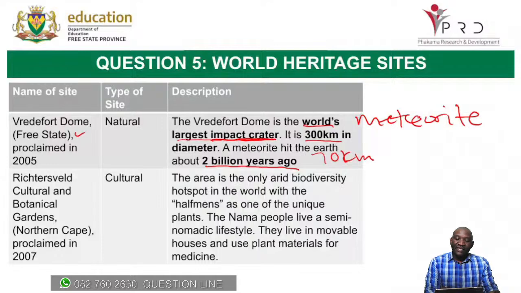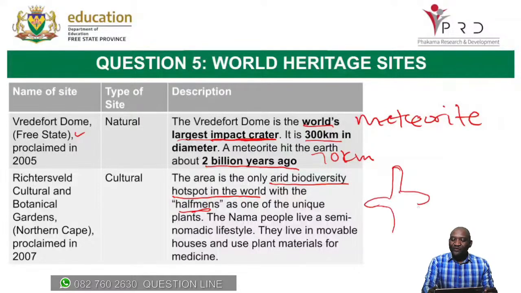And then we have the Richtersveld Cultural and Botanical Landscape. This one also is important because of its biodiversity hotspot in the world. The area is dry. It's a semi-desert, but you find that there are special types of plants that grow there, and most of them are called halfmens. I don't know if you've seen those types of trees that look very short. Sorry about my drawing, it's not as beautiful. But these plants actually grow without any water in this particular area, and they thrive here, and they're called halfmens.